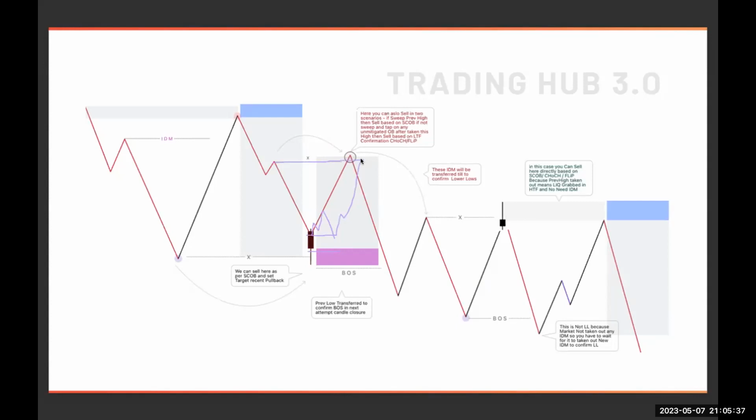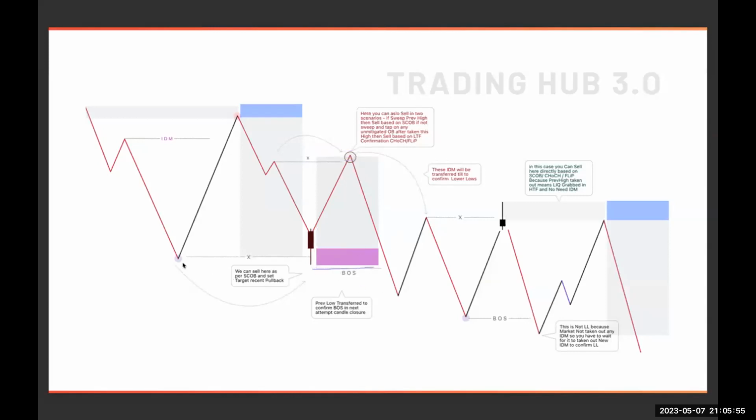The main thing is you have to wait for taking out the inducement in a bearish market, taking out the high, and then sell. And this is a high probability entry for the sell compared to this one. And this is a 50% probability entry for the buy. Right. Push downside and candle close below it.